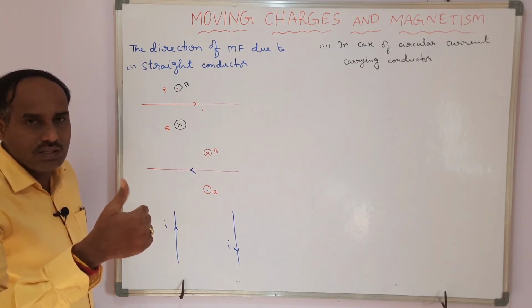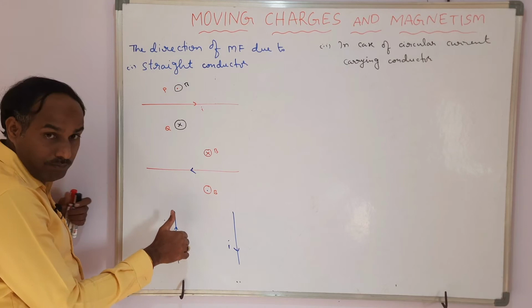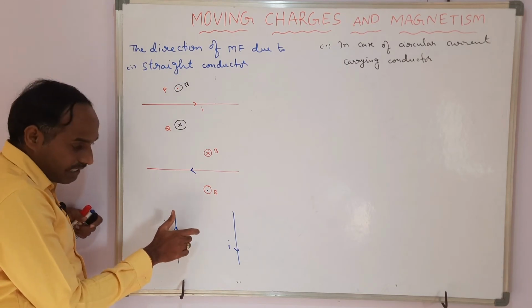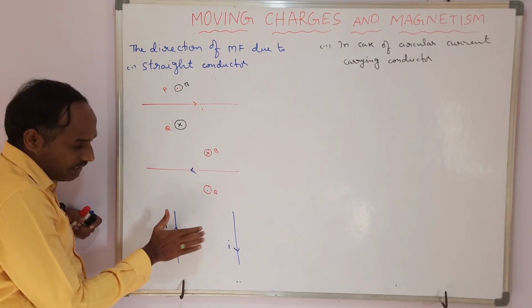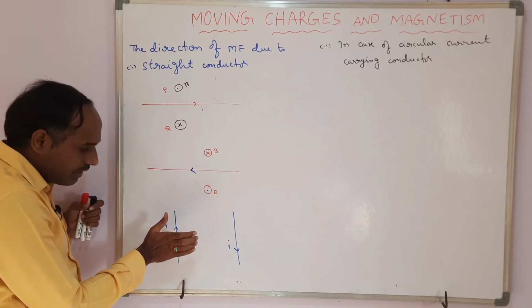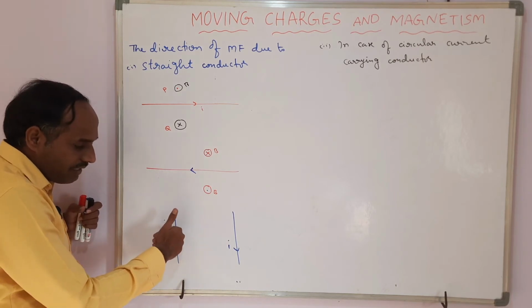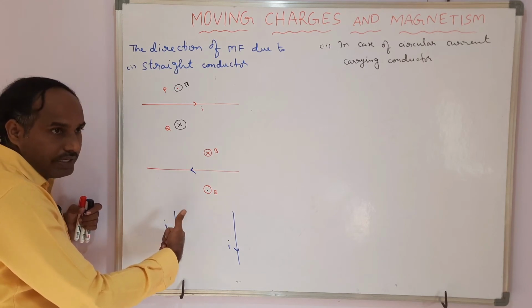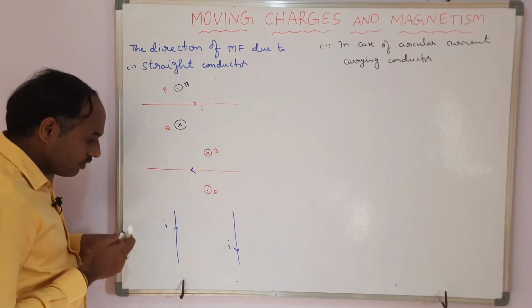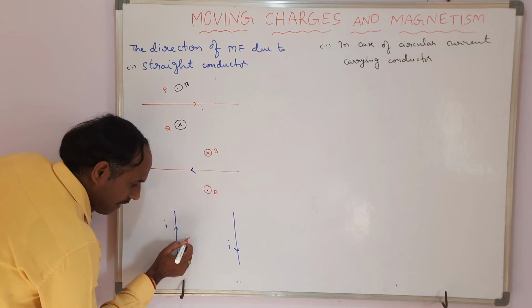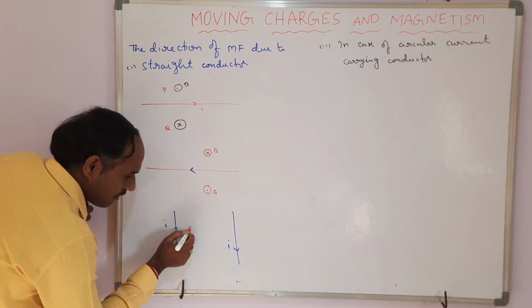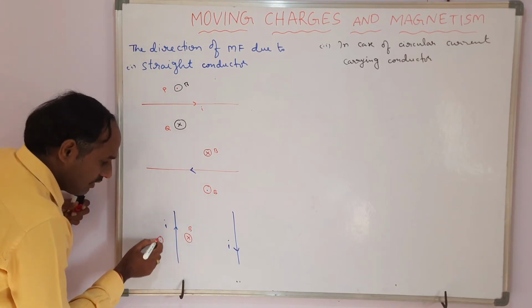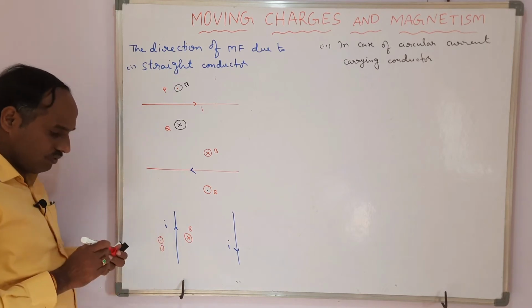Stretch the thumb upwards, and I need the magnetic field at the right of the conductor. At the right of the conductor the tip of my fingers goes inside, and to the left of the conductor the tip of my fingers comes outside, so I conclude that at the right of the conductor the magnetic field is inward, and to the left of the conductor the magnetic field is outward.